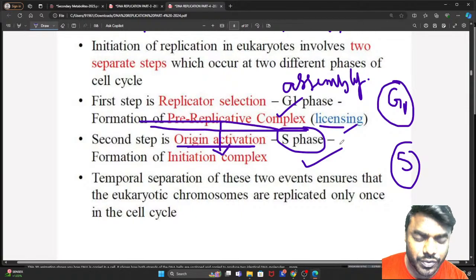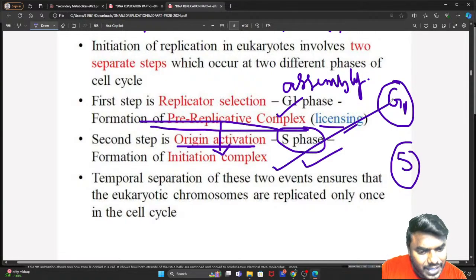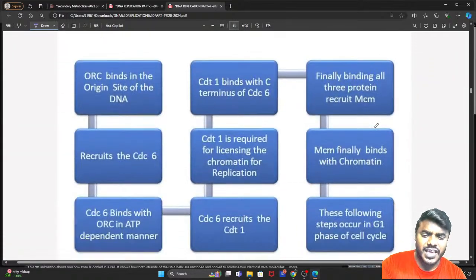That's why they'll always give you confusing statements and make you confused. Pre-replicative complex means all the enzymes are ready but they did not get the license. Once they enter into the S phase, the origin becomes activated, and the pre-replicative complex will convert into the active initiation complex. Then only the DNA replication will start. Now see here, friends, it is a little bit interesting. No point of confusion. I'll show you the diagram.